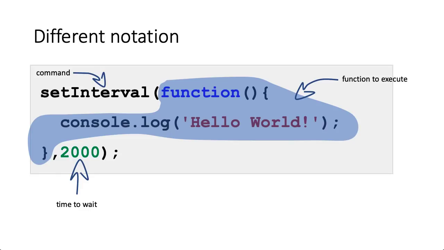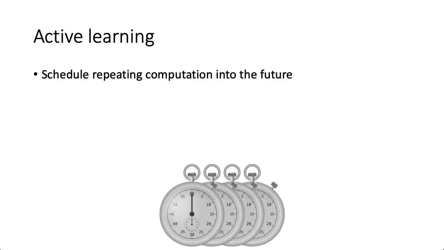Now, just as before, as opposed to defining the function separately and passing it in as a parameter, we can define the function within the call to set interval. However, I will not demonstrate that here since it is the same thing that we did previously.